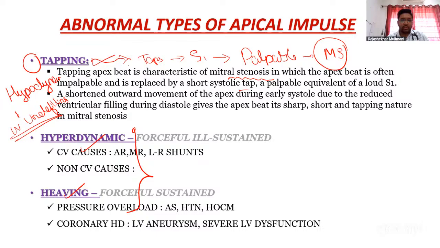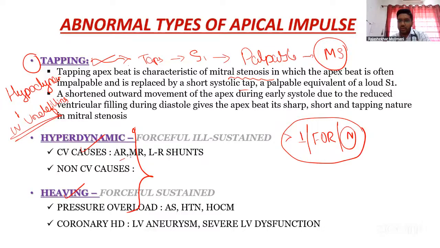These two are very, very important. What do you mean by hyperdynamic? The hyperdynamic impulse is felt in more than one intercostal space. It is forceful, that means it lifts your palpating finger. It is not sustained, that means its duration is normal. It is not a sustained apical impulse. It is seen in volume overload conditions like aortic regurgitation, mitral regurgitation, left-to-right shunts like ASD, VSD, PDA.